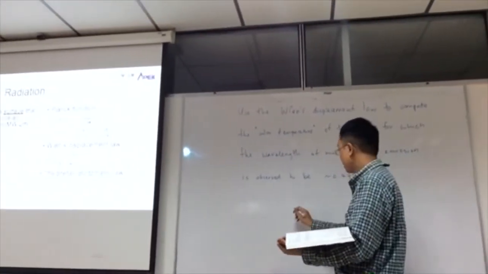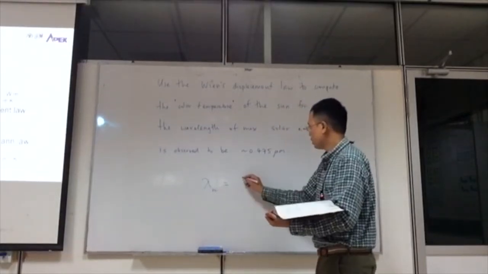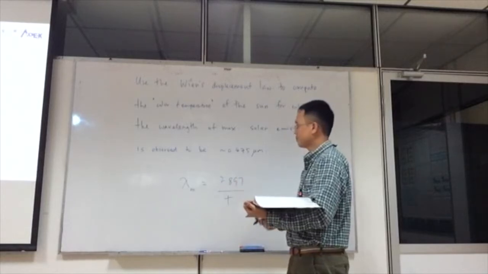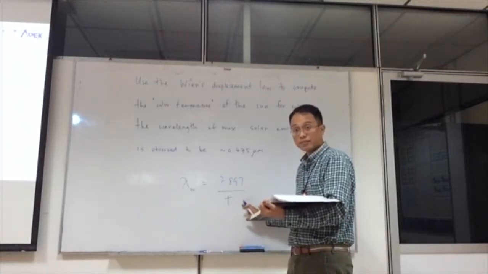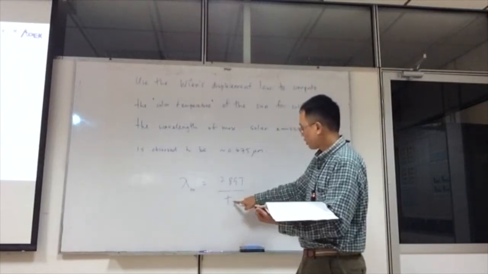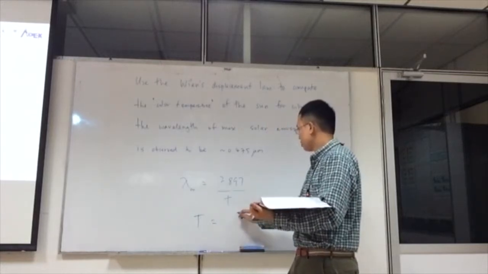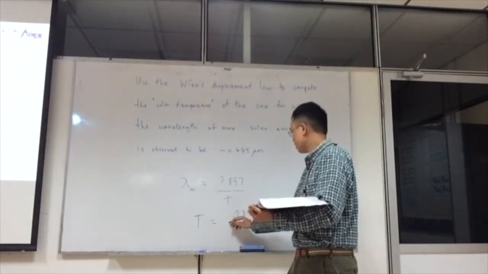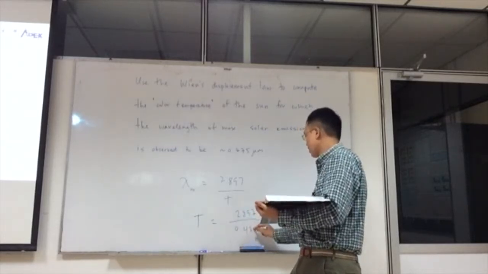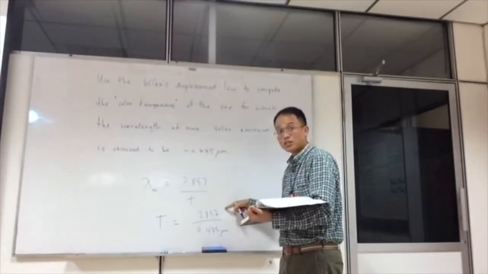which is, let's see, the original equation: the maximum wavelength equals a constant, 2897, divided by temperature in Kelvin. So we have this maximum. So we want to calculate temperature. So the temperature at maximum wavelength is simply 2897 divided by 0.475 micrometer.